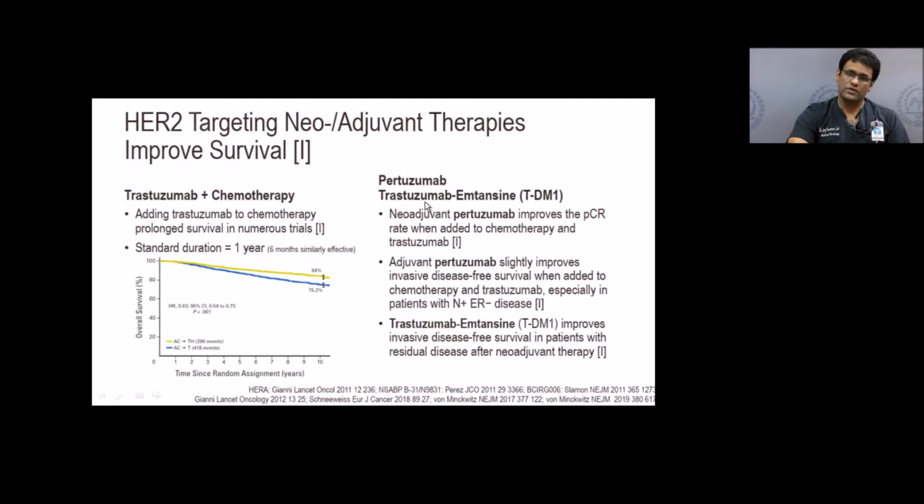Additionally, now we have certain other HER2 blocking agents which have come into the market, and they also improve the response rates and improve survival when they are added to the standard trastuzumab therapy. I will talk about trastuzumab emtansine later on.